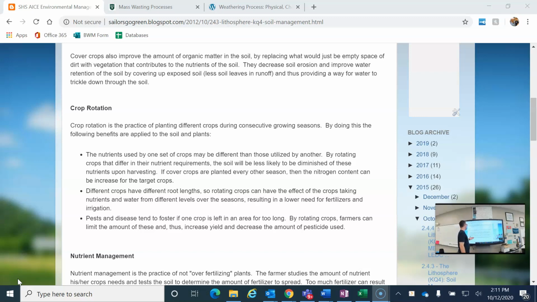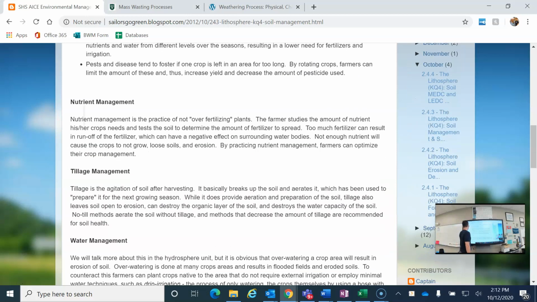Also, pests and diseases tend to foster if one crop is in the area for too long, and so you'll end up confusing the pests if, the next season, they go back and they've gotten used to where this crop is. If you keep the same crop in the same place every year, those pests are going to know what's going to be there. So by confusing them, that's better pest management.